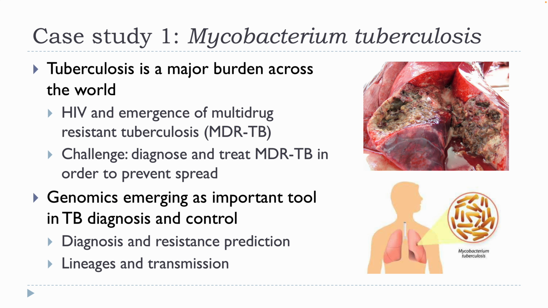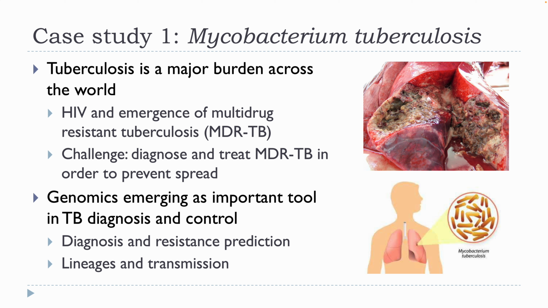So I'm now going to take you on to my first case study, which is Mycobacterium tuberculosis. Now, tuberculosis is a major burden across the world. HIV has led to a weakening of immune systems and emergence of multi-drug resistant TB, so-called MDR TB, because these patients typically have larger bacterial loads, they're more susceptible to TB, and the challenge therefore is to diagnose and treat MDR TB in order to prevent spread.